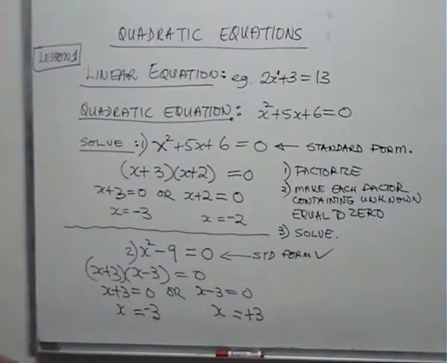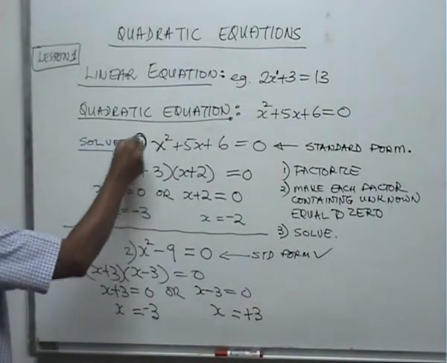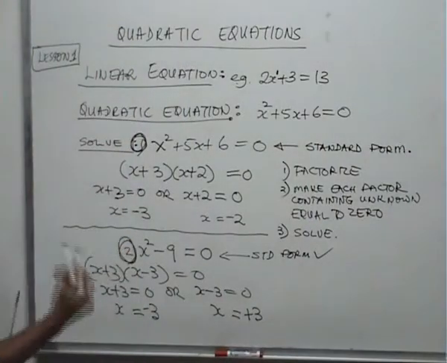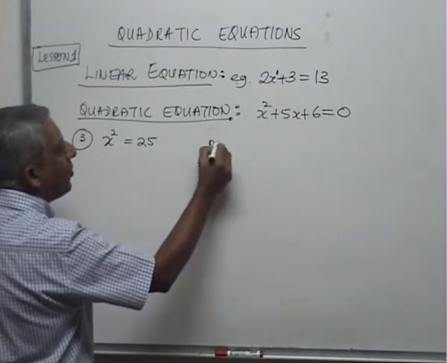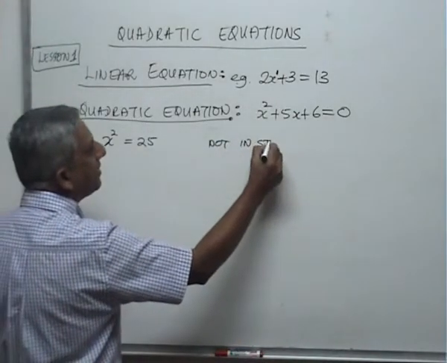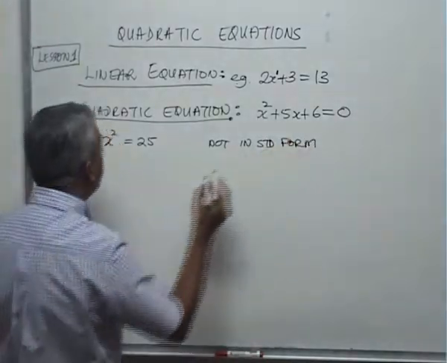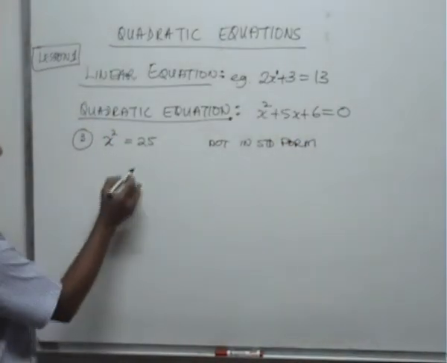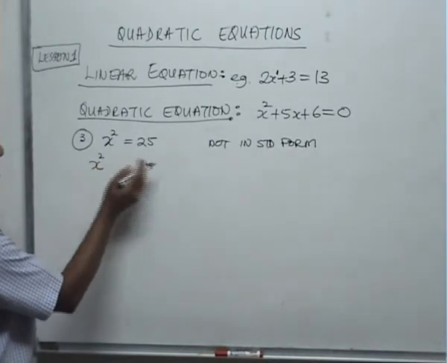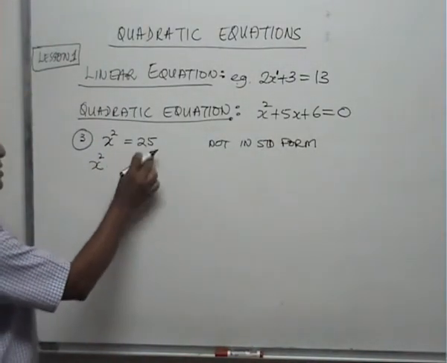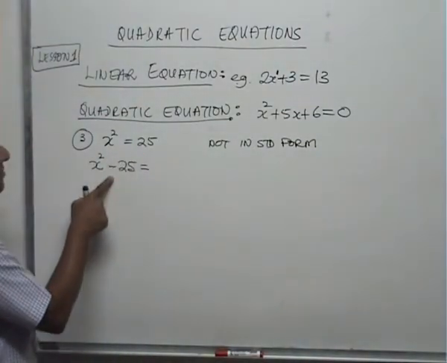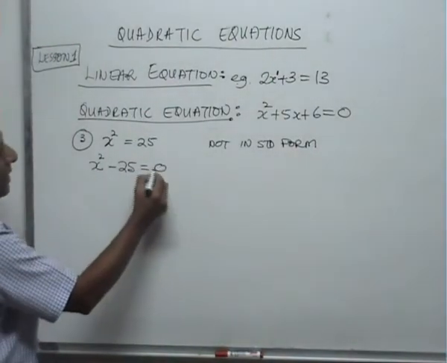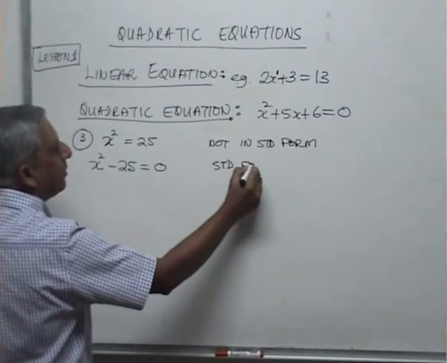Alright, let's do another example for you. So that was example 1, and that was example 2. I'll do another example now. Alright, we have number 3 here, x squared is equal to 25. When you look at this, it is not in standard form. So I have to bring it to standard form. I simply apply the laws of equation, and I want to bring everything to the left hand side. So the 25, I'll transpose it. If I transpose plus 25, it'll become minus 25. Now this is in standard form.